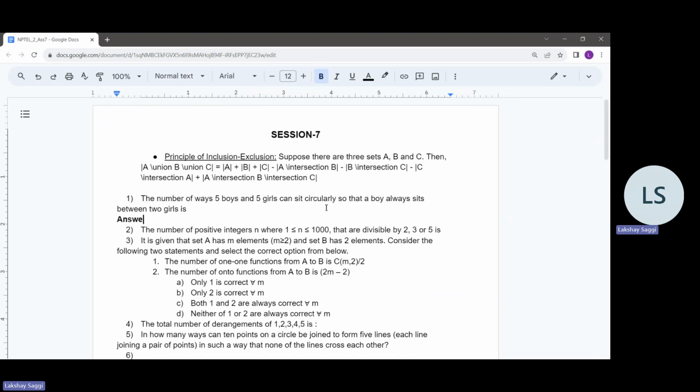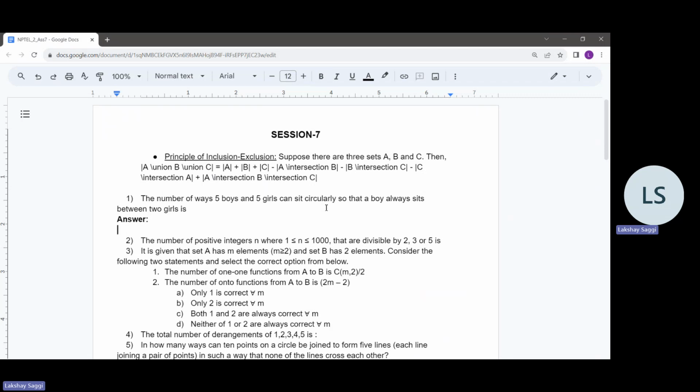The first question says, since all of the questions are mostly on counting, so yeah. The first question asks us to count the number of ways five boys and five girls can sit circularly so that a boy always sits between two girls.